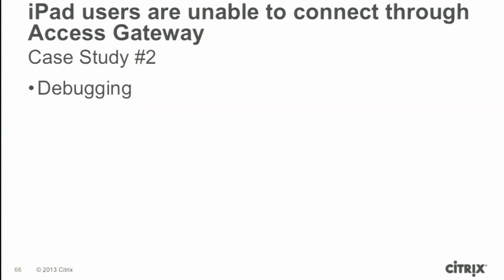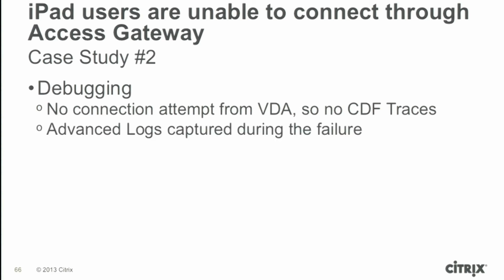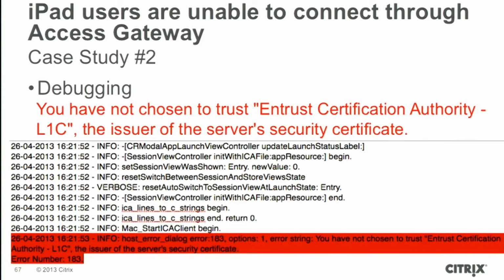So what diagnostic data can we collect in this case? Now, looking at the state of the VDA from the console, there was no indication that a connection attempt was being made. So therefore, a CDF from the VDA would not be useful. So we went ahead and gathered the advanced logs on the iPad. In the advanced logs, we could see this host error 183: You have not chosen to trust the certificate authority. So this tells me that it appears that the certificate's not being trusted on the device. Well, we checked the device, and it appeared that the certificate was being trusted.